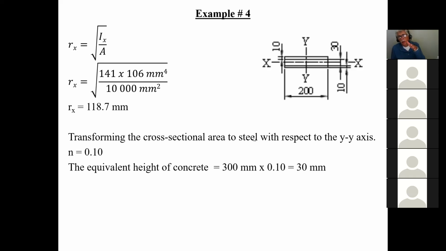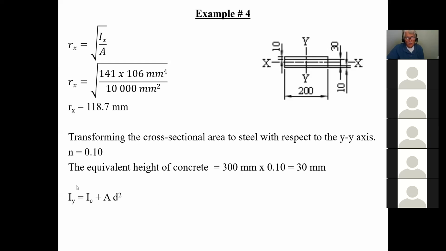So in other words, now it looks like we made a pancake out of our section, because the concrete shrank parallel to the y-axis. I took the 300, I brought it down to 30, and now I calculate the properties based on this as if it's all steel with respect to the y-axis. Because if you remember, the y-axis was here. This was 300 millimeters this way, and therefore multiplied by 0.1. The concrete now shrinks down to 30, but the width stays the same, 200. So that's with respect to the y-axis.